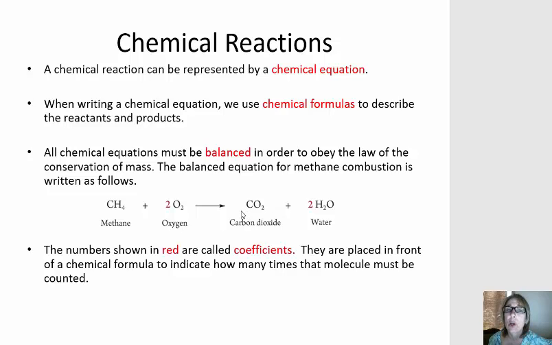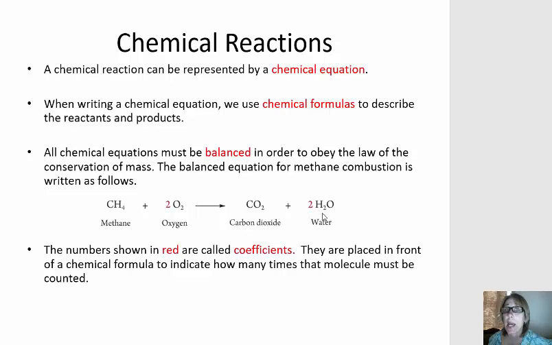No coefficient is written in front of carbon dioxide, so I have 1 times 1 carbon atom. I have 1 times 2 oxygen atoms. I have a coefficient of 2 in front of the water. So 2 times 2 means I have 4 hydrogen atoms, and 2 times 1 means I have 2 oxygen atoms from my water. So on my product side, I have 1 carbon atom, like my reactant side.